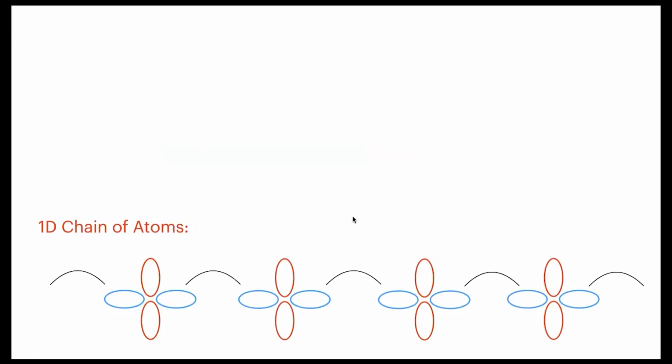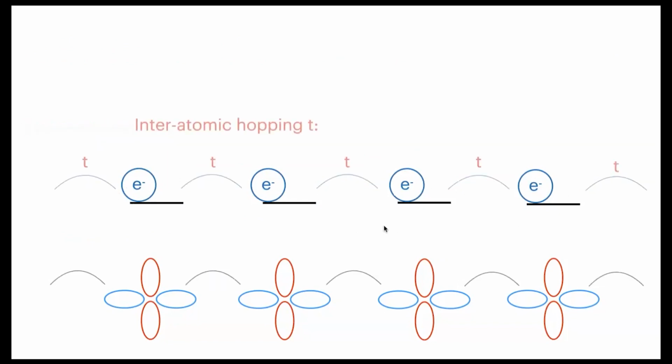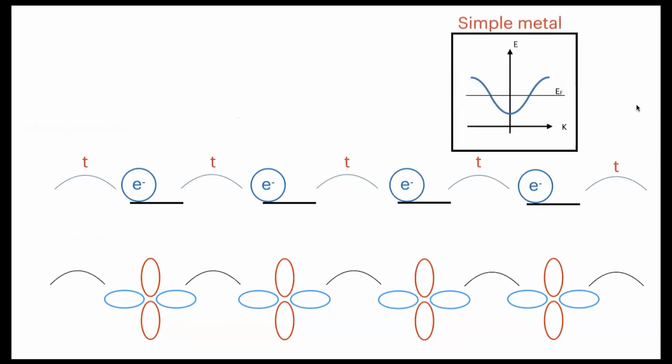So what does Mott physics mean? Right, so suppose you have some sort of 1D chain of atoms, and you have one electron per orbital, and you have one orbital per atom. So you have something like this, right? Okay. You have some interatomic hopping, let's call it t, and as a result, you'll have a band half filled here.